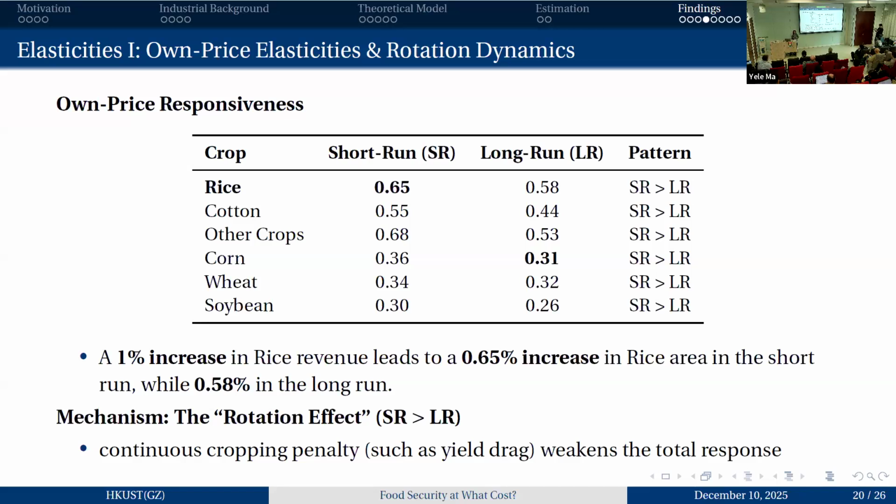Find that a 1% increase in rice revenue will lead to a 0.65% increase in rice area, while 0.58. We think it coincides with the agriculture. Those there is that means if time to plant one bad crop, it will make the yield get some loss because the nutrition will loss. So if you rotate the crop choice, you will get better long-term yield.